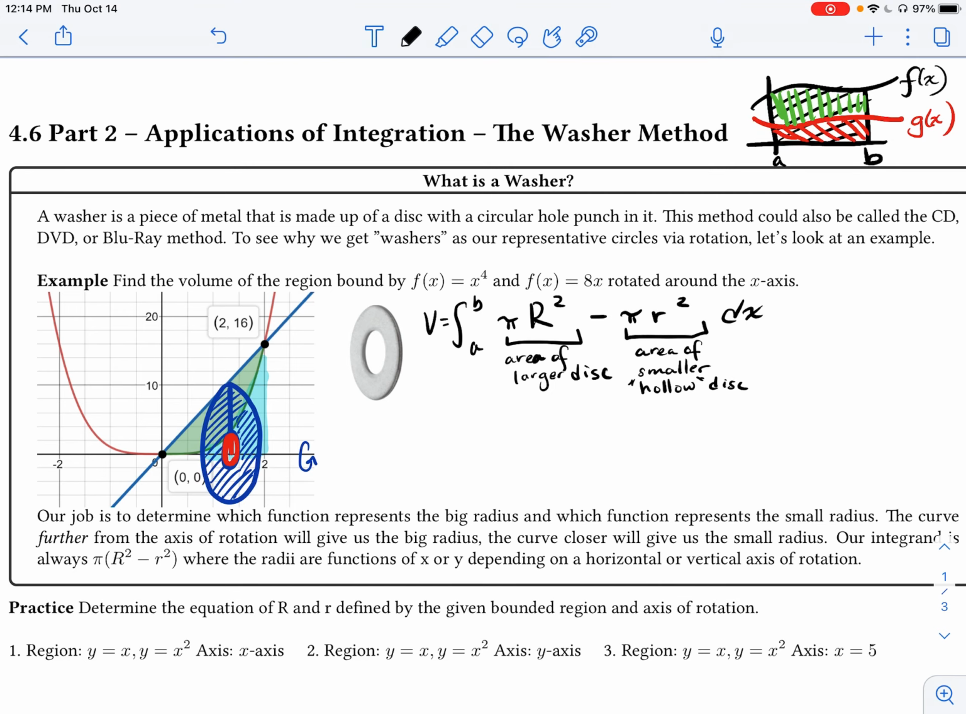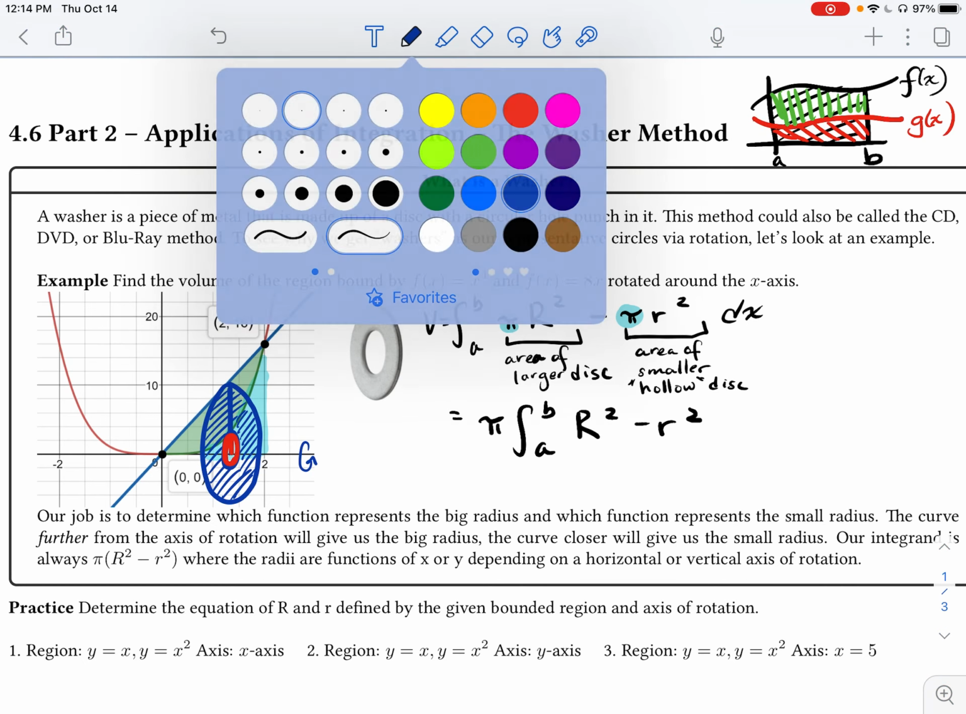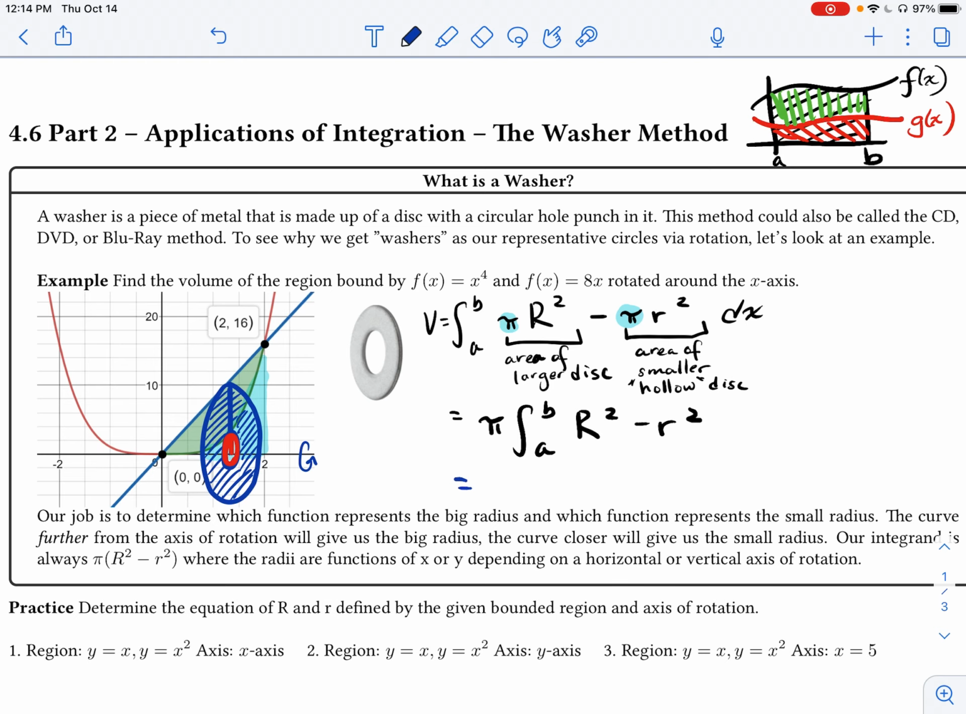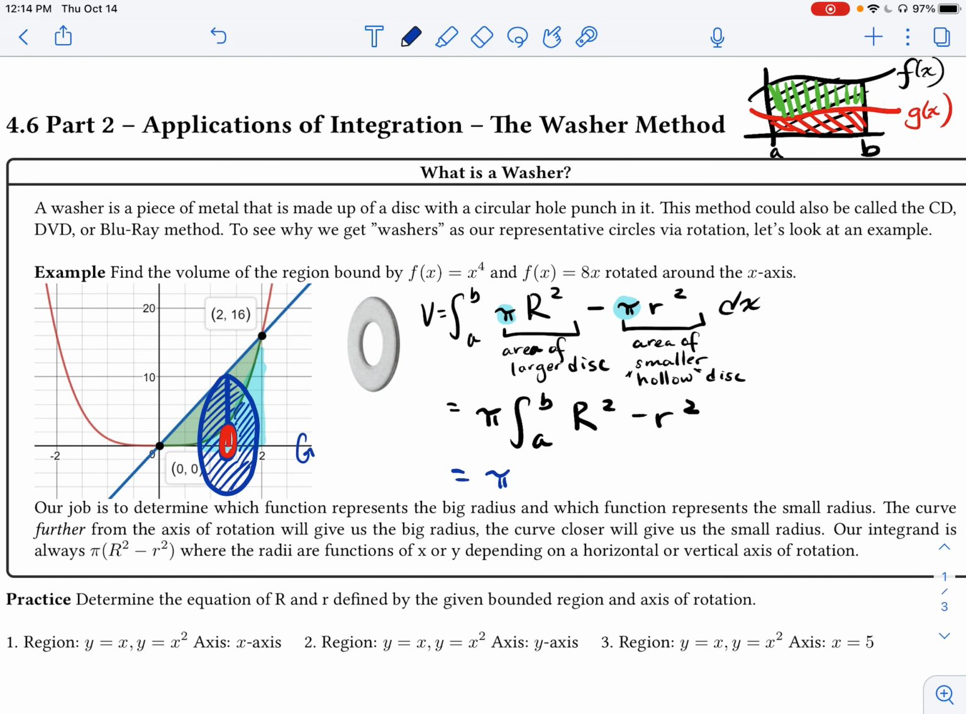We notice that we have a common constant of pi in both of these terms. So we can say that this is pi here, integrated, of uppercase R squared minus lowercase r squared. Okay? So now in the context of this problem, notice that we are integrating from 0 to 2. That's because this is the point where those two functions intersect, from 0 to 2.